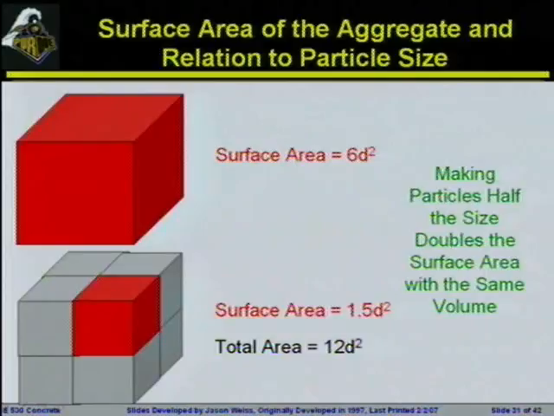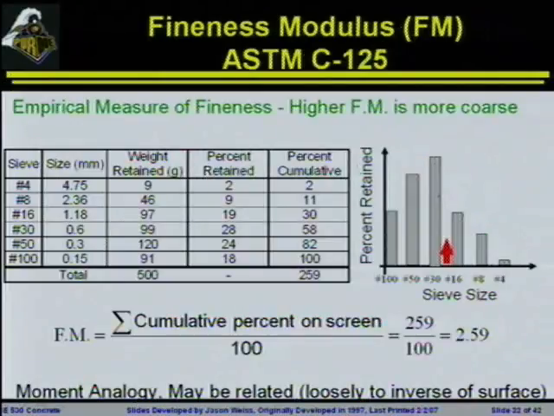Last class we talked about the idea of particle size. One thing that I did not talk about last class, but we will talk about here very quickly, is the idea of fineness modulus. Fineness modulus comes out of ASTM C125. Fineness modulus is an empirical measurement of the fineness of the sand. So essentially what you're going to do is do your sieve analysis. You're going to obtain the percent cumulative that's stacked up on the sieves, divide that by 100%, and you will get a number that is like 2.59 here.